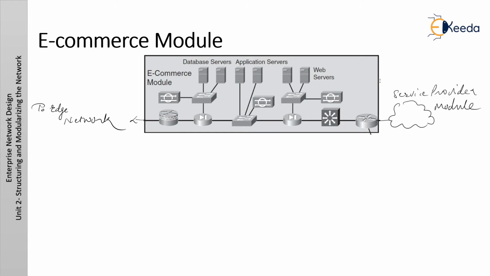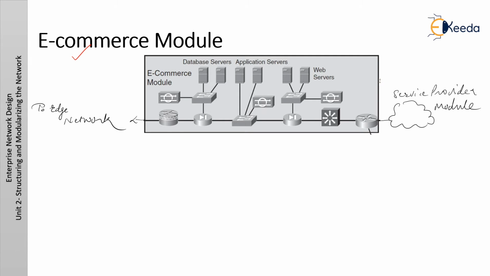Now let us discuss e-commerce module. If we cut the whole diagram, the top portion is the e-commerce module, which consists of several database servers, web servers, and different devices. The e-commerce module enables enterprises to successfully deploy e-commerce applications and take advantage of opportunities the internet provides. The majority of traffic is initiated external to the enterprise.